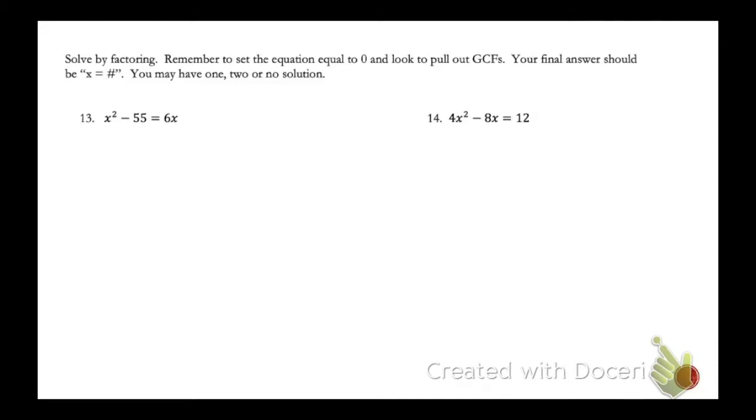For problem 13, I noticed that the first thing we're going to have to do is remember to set our equation equal to 0. So I'm going to move the 6x from the right side over to the left side by subtracting it since it was positive. And now I have x squared minus 6x minus 55 equals 0.